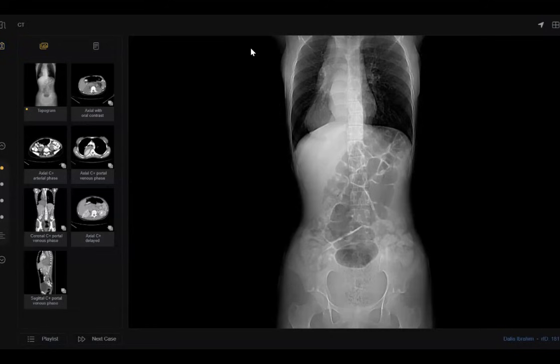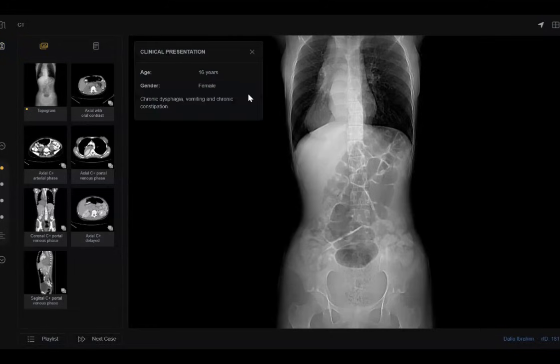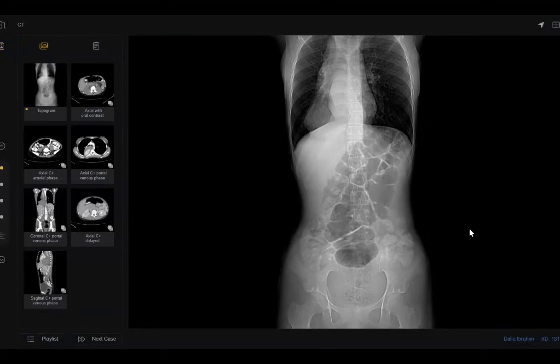16-year-old female patient complaining of chronic constipation, chronic dysphagia, and vomiting. Here I'm provided with a scanogram of a 16-year-old patient presented with chronic dysphagia and chronic constipation. On first inspection, there is dilatation of the bowel loops. These are large bowel loops with widely placed mucosal folds giving a haustral pattern. However, the small bowel loops are not dilated.